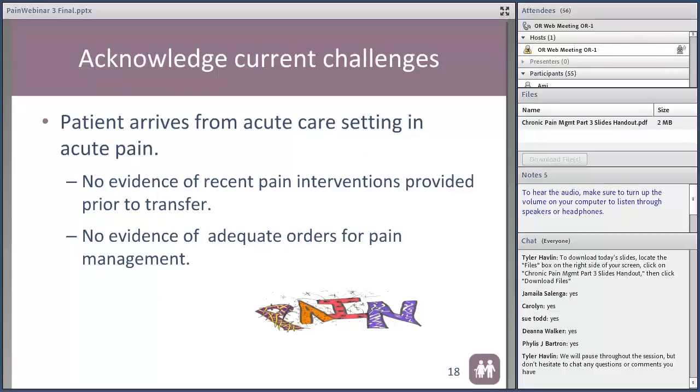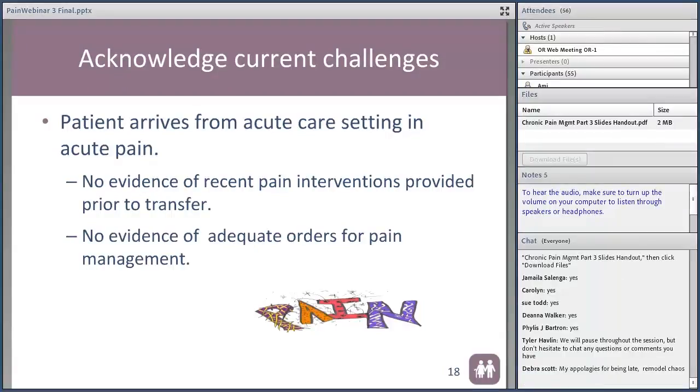So basically, what are some of the current challenges? And again, I'm speaking to the experts, you all live this every day. We know that our patients arrive from the acute care settings frequently in acute pain, and we have no evidence of any recent pain interventions provided prior to the transfer. No evidence of adequate orders for pain management coming from the acute provider.